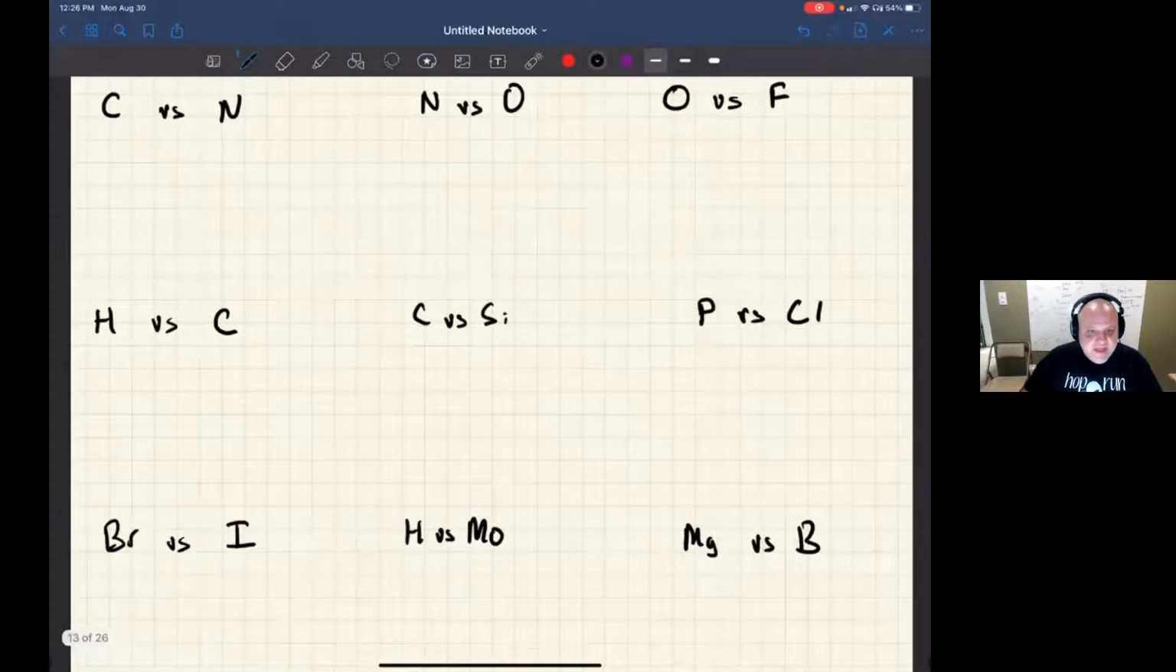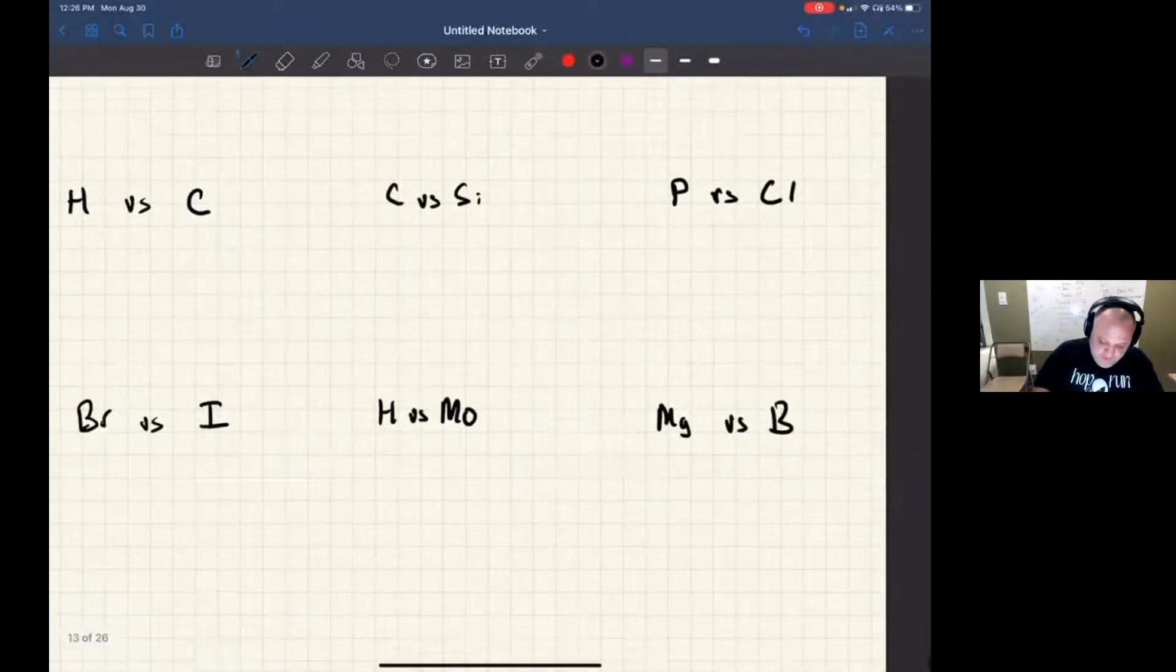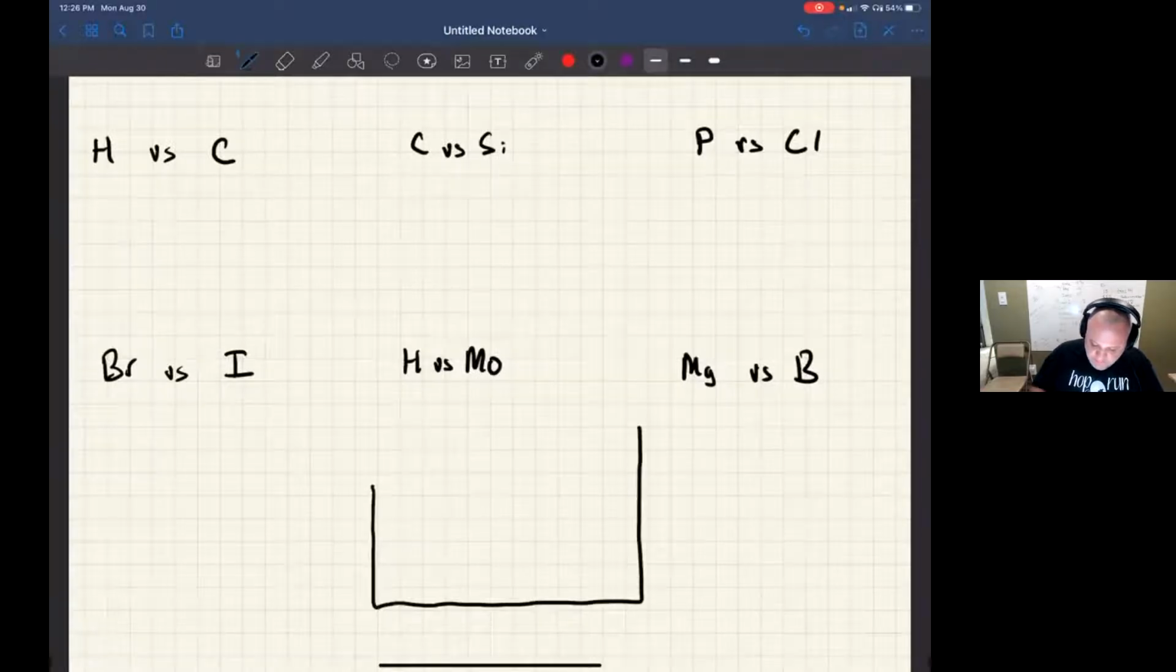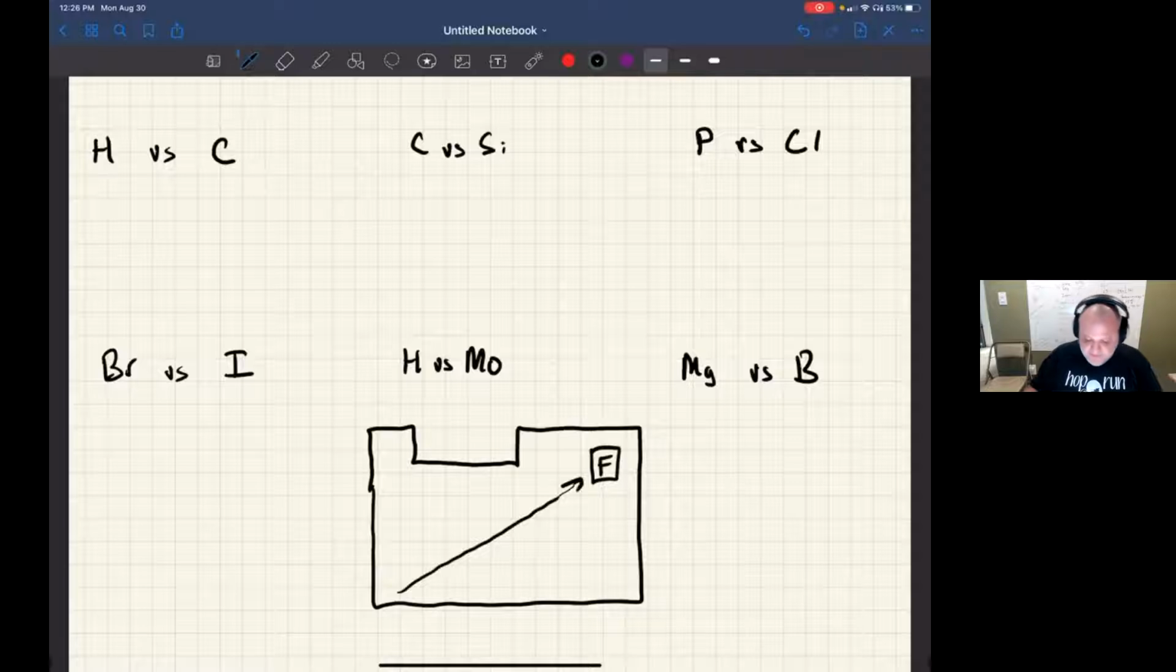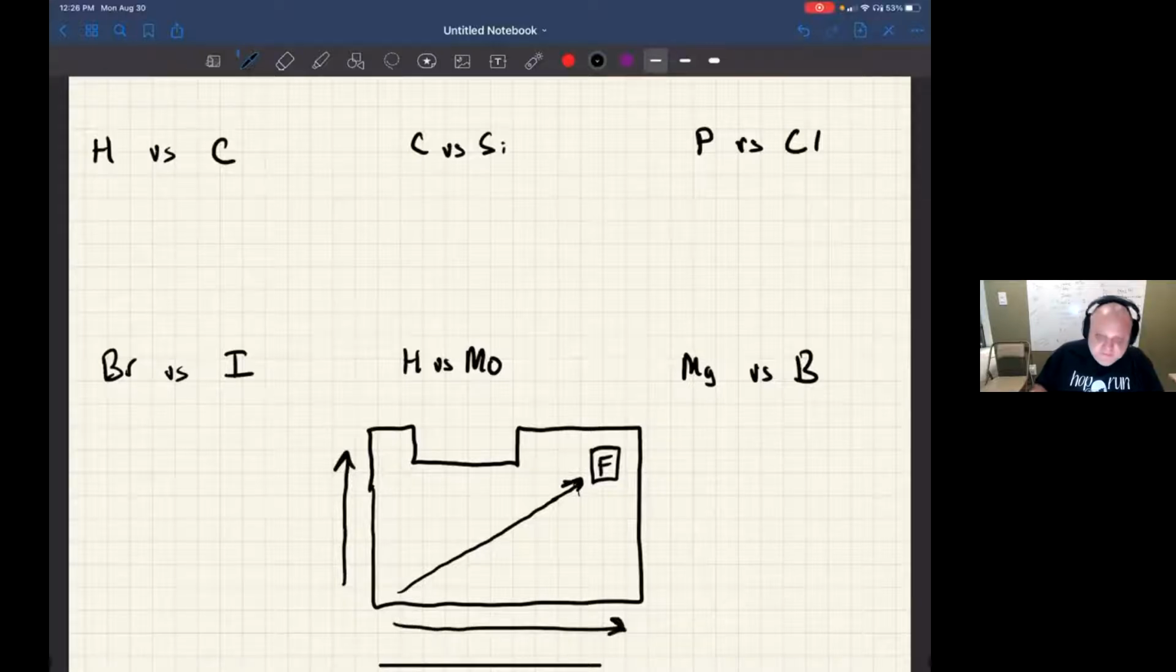All right, this question is asking you to decide which one of the pairs of atoms is more electronegative than the other one. And so what we want to do is think about our periodic trend that is electronegativity. We want to consider that electronegativity increases this way, and it increases this way along the periodic table, with fluorine being the most electronegative atom, followed by oxygen and nitrogen.